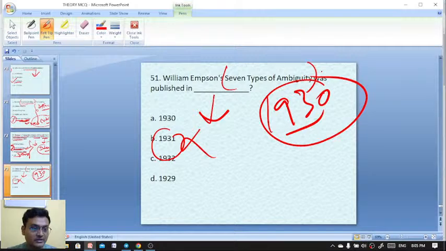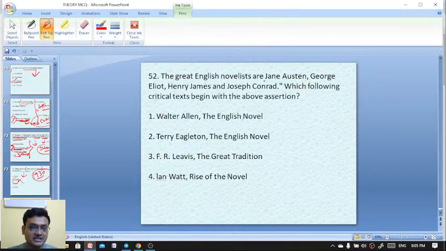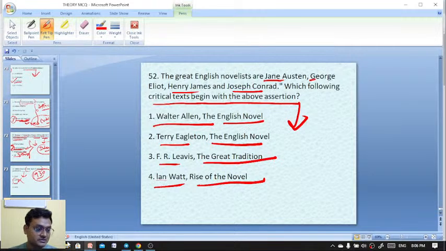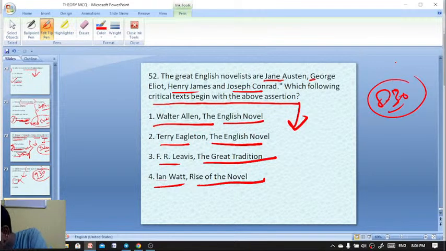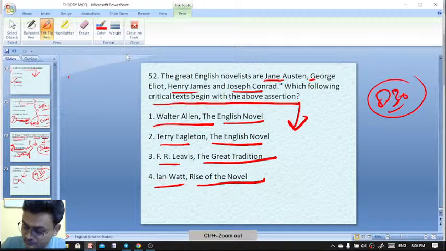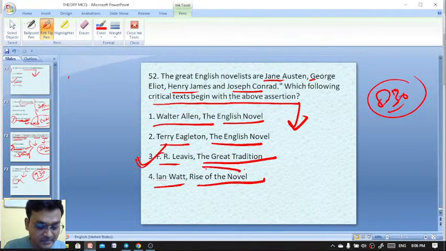So 1930, Seven Types of Ambiguity. The great English novelists are Jane Austen, George Eliot, Henry James and Joseph Conrad. Which following critical text begins with the above assertion? Walter Allen, The English Novel; Terry Eagleton, The English Novel; F.R. Leavis's The Great Tradition; Ian Watt, The Rise of the Novel. This is the last question. I'll be starting another session from 8:30. Do join. Yeah, F.R. Leavis's The Great Tradition is beginning with this assertion.